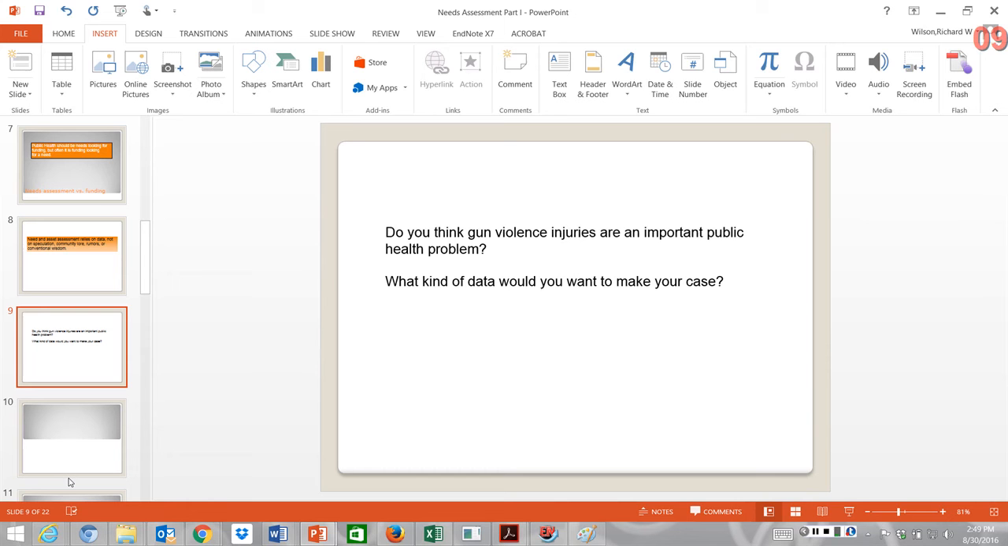And so I'm guessing that many, if not most of you, have already decided one way or the other whether gun violence injuries are important or not, and whether this is an appropriate topic for public health. There's probably a variation in the degree to which people agree with that or think that's a public health problem. Nevertheless, let's just say we have consensus. We think it is an important public health problem. The next question is, what kind of data would you want to make your case?